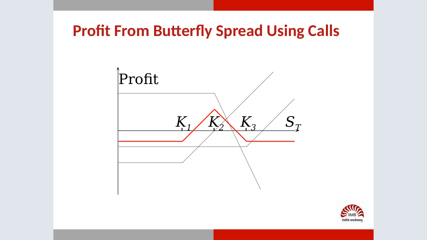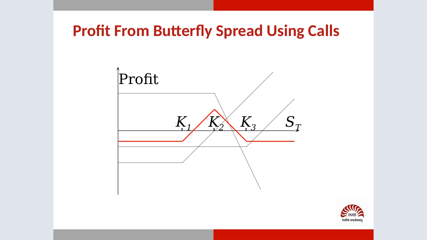My assumption is that the net premium, which is 2C2 minus C1 minus C3, is negative. Let us assume that it is negative and work from there. And then what you get is the red line. Because below K1, none of the options get exercised. Between K1 and K2, only one bought option gets exercised, so you start making money.